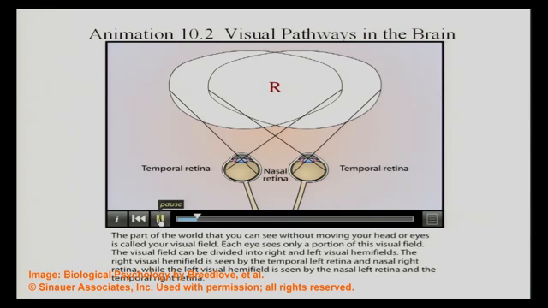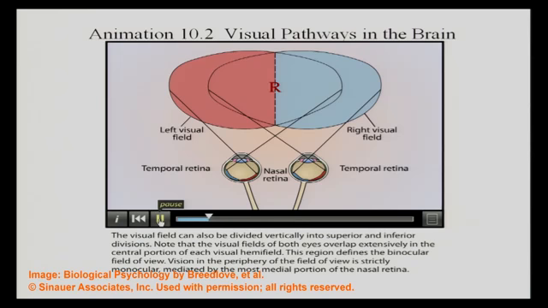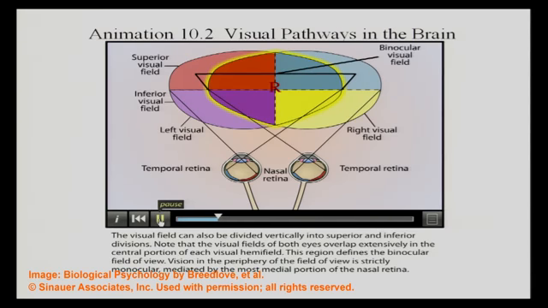The visual field can be divided into right and left visual hemifields. The right visual hemifield is seen by the temporal left retina and nasal right retina, while the left visual hemifield is seen by the nasal left retina and the temporal right retina. The visual field can also be divided vertically into superior and inferior divisions. Note that the visual fields of both eyes overlap extensively in the central portion of each hemifield. This region defines the binocular field of view.